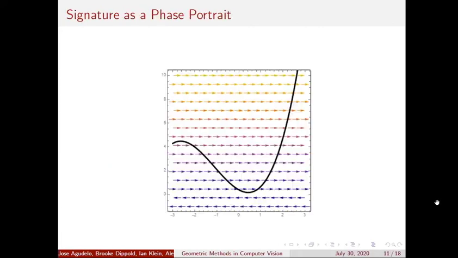So the key intuition for our argument for why this is a robust measure is this idea of the signature as a phase portrait. That is, because it's the curvature and the curvature's derivative, the location of this curve in the plane gives us the exact way that the curvature is changing and its values at each time.